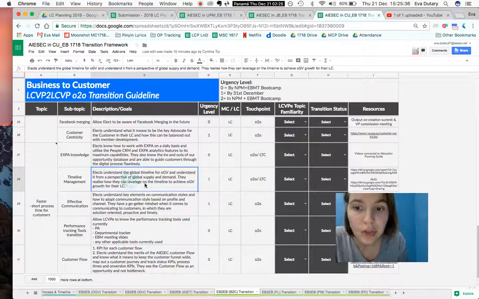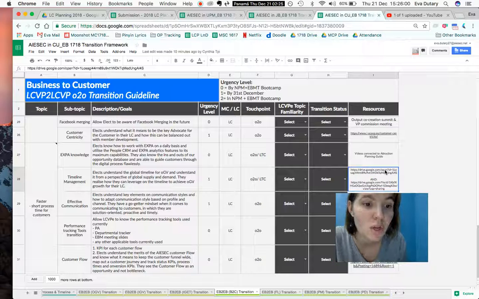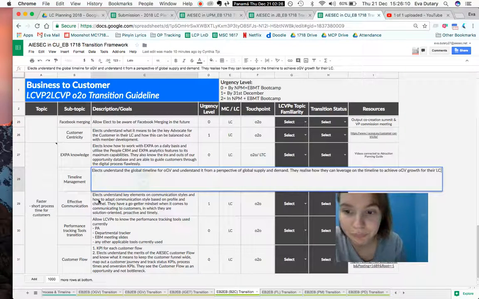Timeline management. So the elect needs to understand the global timeline for OGV, understand it from the perspective of global supply and demand. So you need to understand when IGV opportunities are being opened, when generally customers are interested in going on exchange, and based on that, when you plan your realization times, when attraction should be happening, when consideration should be happening, brand advocacy, and so on. Again, the links are here that show you those timelines. So go over it, and in this part of transition, discuss with your elect why he or she believes that certain parts need to happen in certain months.